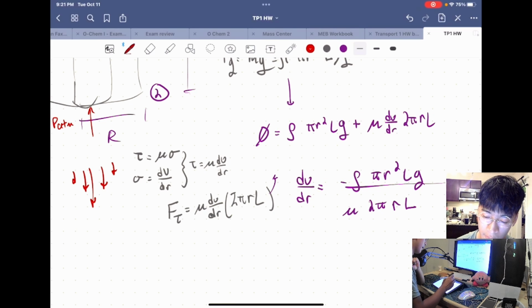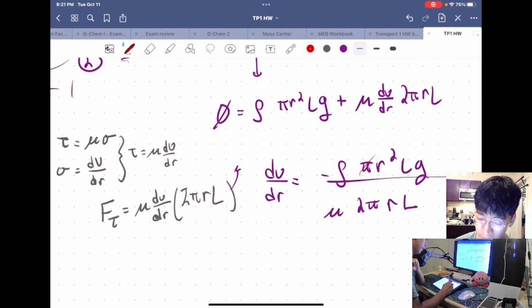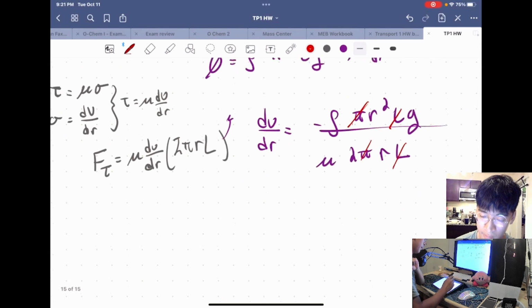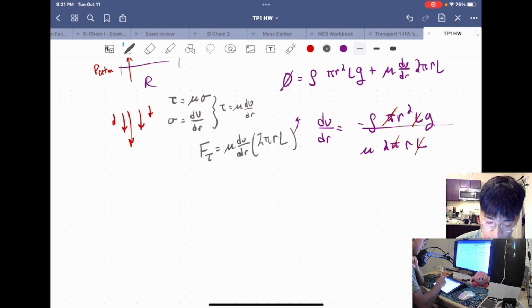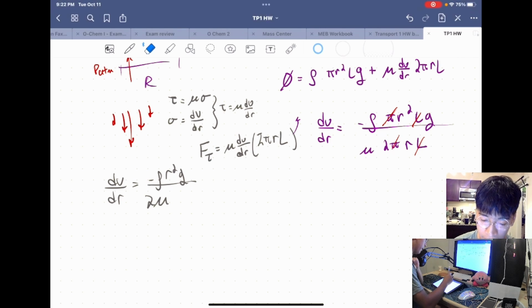Okay, so now we say something's canceled. So now we have dv/dr equals negative rho r squared g over mu. Let's put the 2 in the front, 2 r. Oh, I nearly forgot, the r's cancel. Okay. Are we all good here?